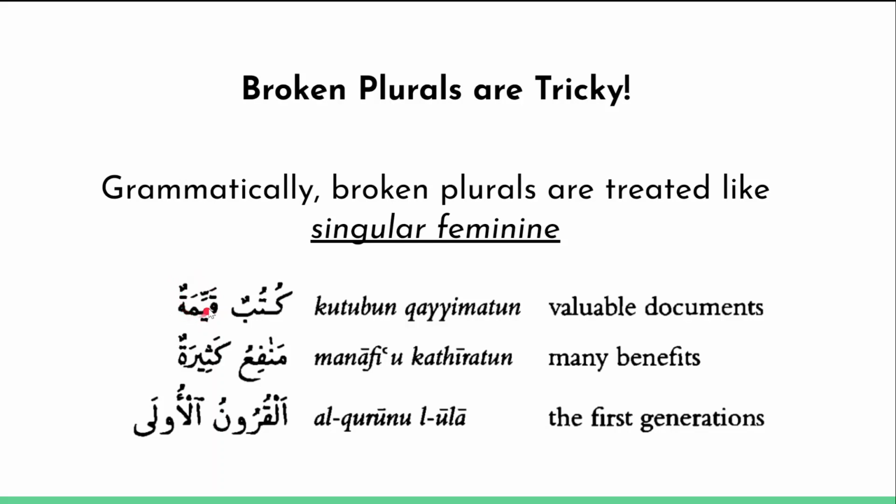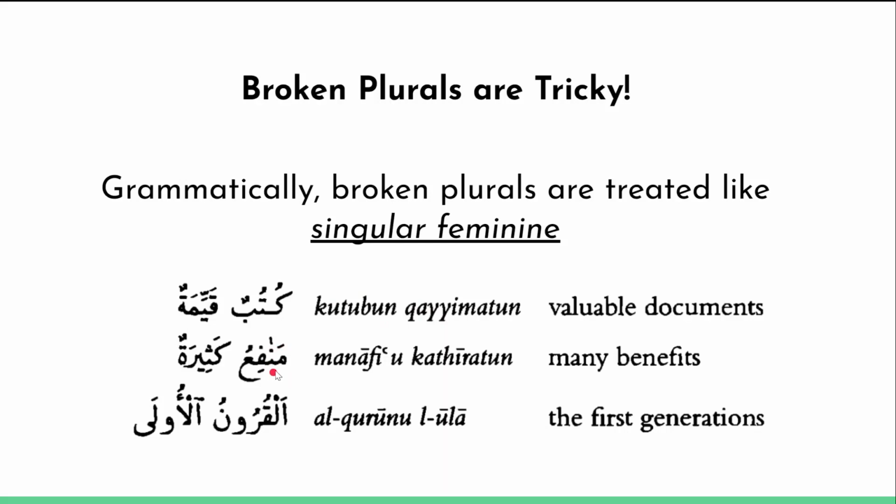And so as a result, this is actually a singular feminine adjective that's being used to describe what is actually a plural masculine noun. But because it's a broken plural, we treat it like a singular feminine. So kutubun qayyimatun, valuable books or valuable documents.